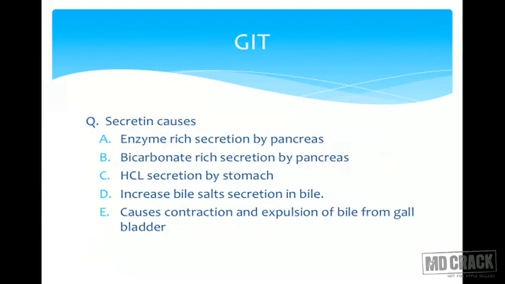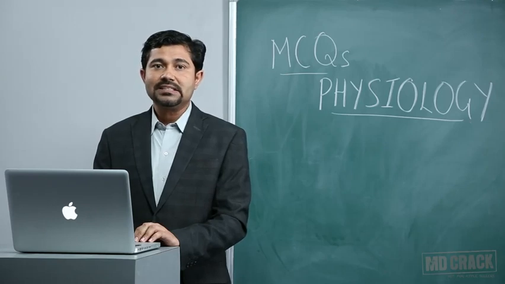Then, question. Secretin causes: enzyme-rich secretion by pancreas, bicarbonate-rich secretion by pancreas, HCl secretion by the stomach, increased bile salt secretion in bile, or contraction and expulsion of bile from the gallbladder. Now, for this, just try to analyze and reach the correct answer. For this, you should have the knowledge of the secretin. So, what is the secretin? What is the major stimulus for release of secretin? The major stimulus for release of secretin is the acidic chyme.